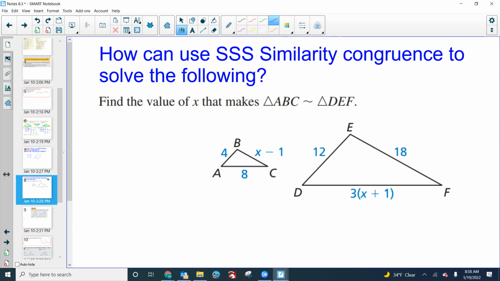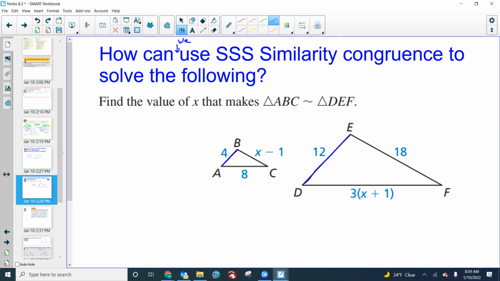All right. How can we use SSS similarity congruence to solve the following? Find the value of x that makes these triangles similar. Well, AB would need to go with DE. So these are lined up how we would like them to be lined up. They're not twisted, they're not reflected, they're lined up perfectly.